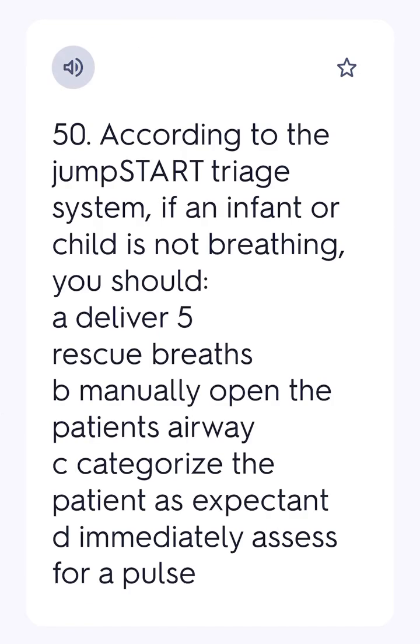50. According to the Jumpstart triage system, if an infant or child is not breathing, you should: A. Deliver 5 rescue breaths. B. Manually open the patient's airway. C. Categorize the patient as expectant. D. Immediately assess for a pulse.